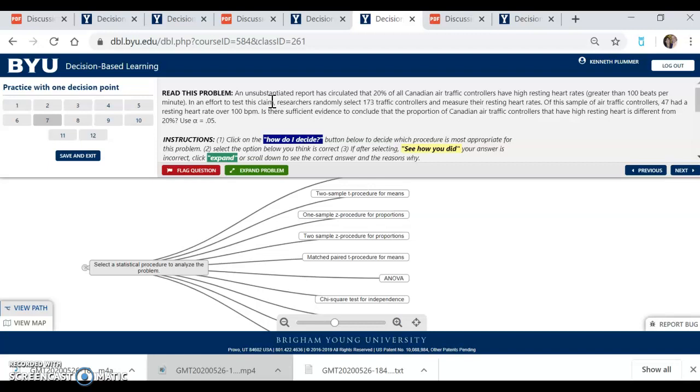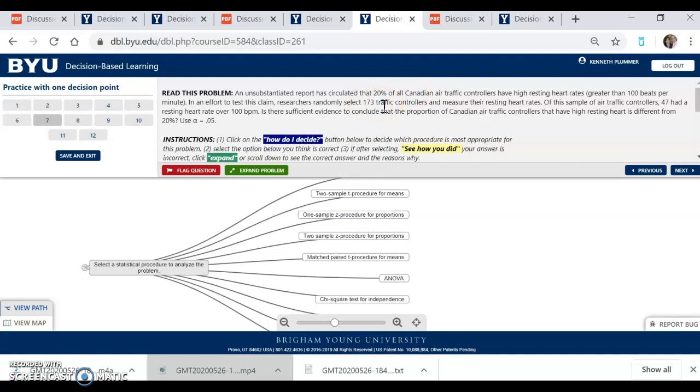Of this sample of air traffic controllers, 47 had a resting heart rate of over 100 beats per minute. Is there sufficient evidence to conclude that the proportion of Canadian air traffic controllers who have a high resting heart rate is different from 20%? So I look at this, and what we hope the students will do through practice is say, okay, this claim right here represents a population proportion. This proportion, 47 out of the 173 traffic controllers, is a proportion from the sample.